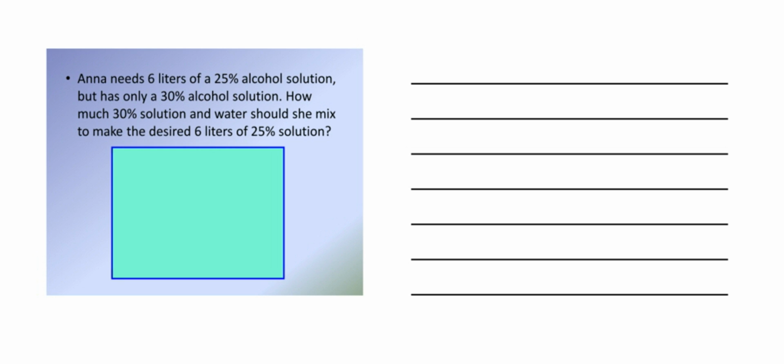So here we go. Let's try that again. Anna needs 6 liters of 25% alcohol solution but has only 30% alcohol solution. How much 30% solution in water should she mix to make the desired 6 liters of 25% solution? I recommend you read word problems at least 2 to 3 times. So in this case, for interest, remember to use the rate format.